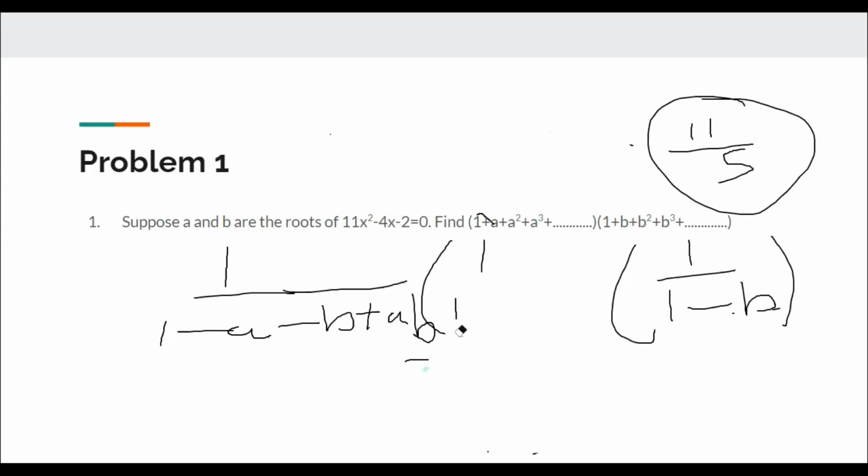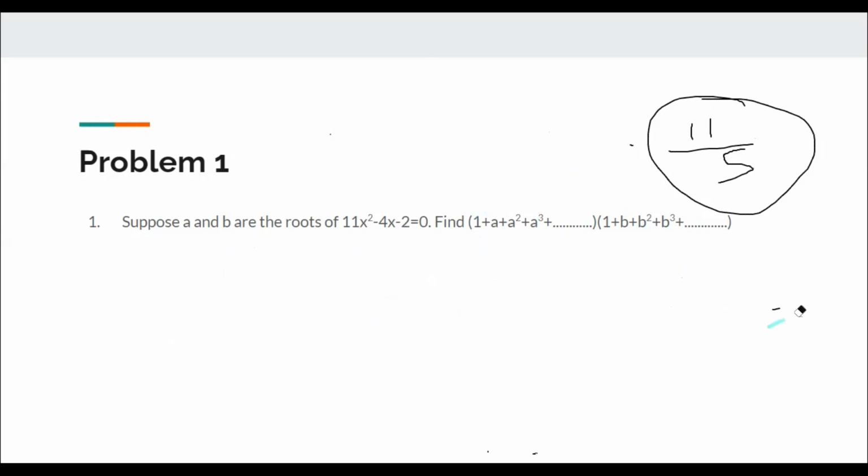It all came down to just knowing some easy tricks of the geometric sums and then Vieta's. And this problem was pretty easy.